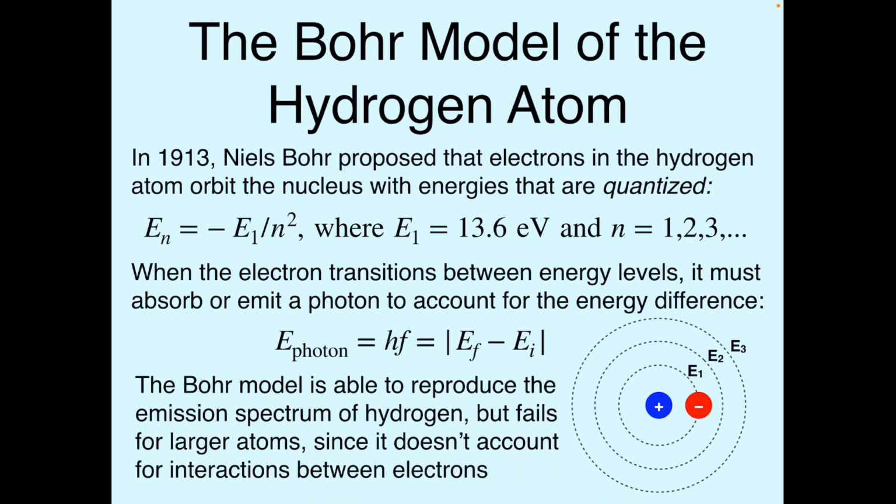So the Bohr model is able to accurately reproduce the emission spectrum of hydrogen. You can use this model to predict at what wavelengths you expect hydrogen atoms to emit light, and it's completely accurate. It agrees with the data, but it actually fails for larger atoms. And the reason for that is the Bohr model doesn't account for the interactions between electrons. So you need a slightly more sophisticated model. But this takes us pretty far in explaining certain aspects of atomic physics.